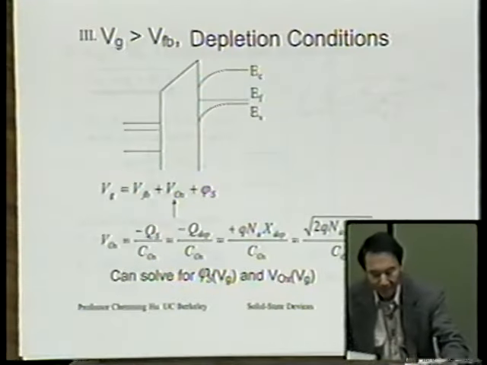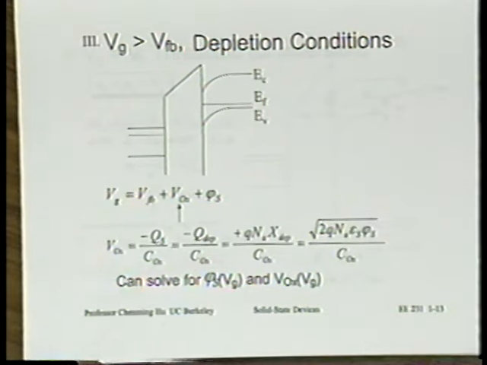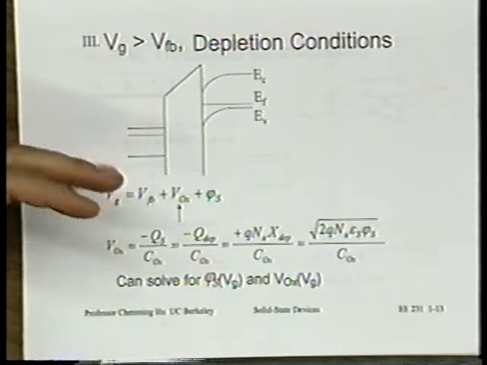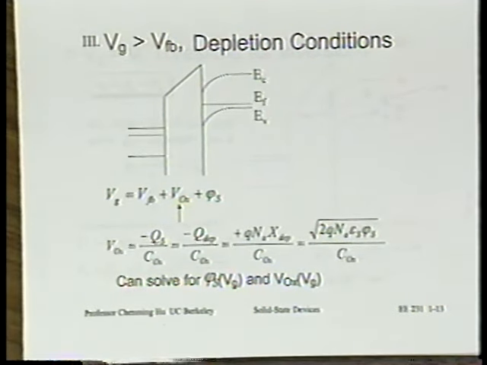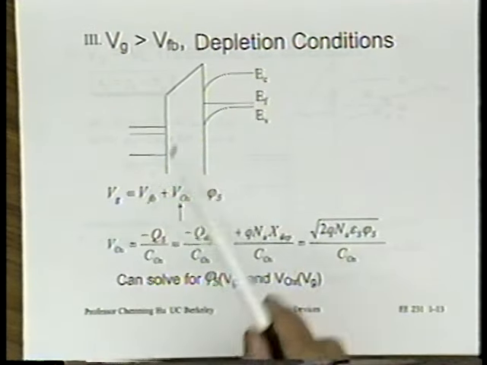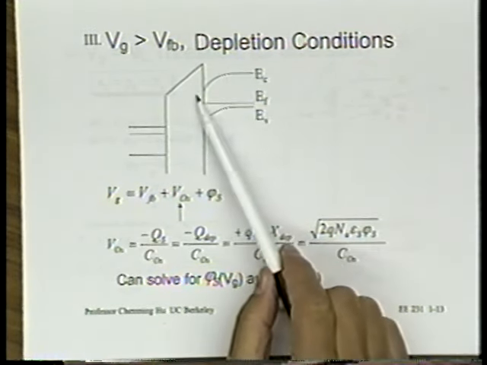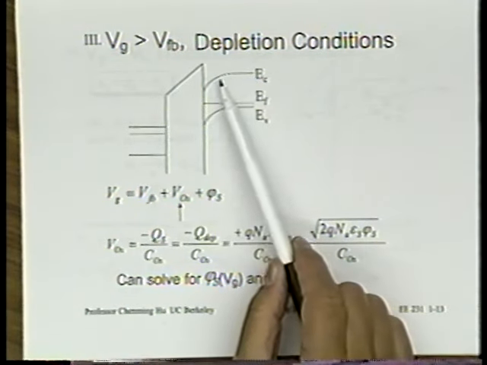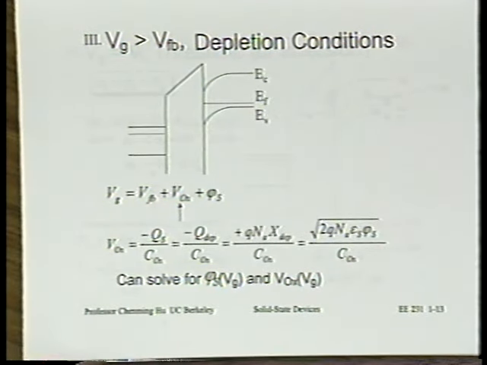All right. What if Vg is larger than VfB? That means we're going to pull the gate down from the flat band condition, and we end up with this, right? Pull the gate downward from the flat band condition. Okay, so we're going to have a positive or negative phi s. When the band bends downward, is phi s positive or negative?